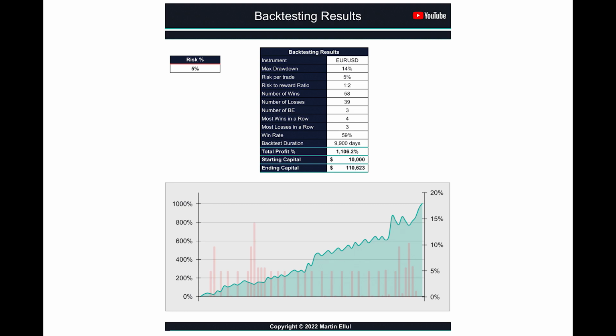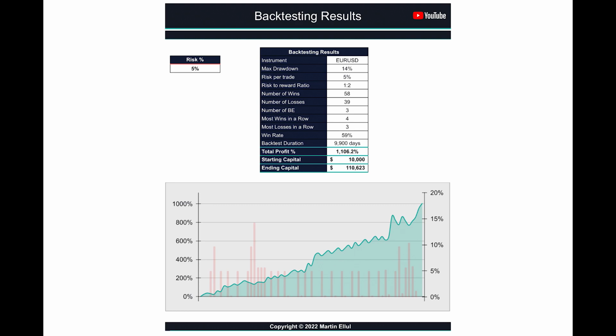So that gives us a win rate of 59% over almost 20 years. So that's a total profit of 1,106.2%. So if you would have started with $10,000, you would have ended up with $110,623. So this strategy is extremely profitable, especially because of the fact that we're using a rolling stop loss with some risk management measures.